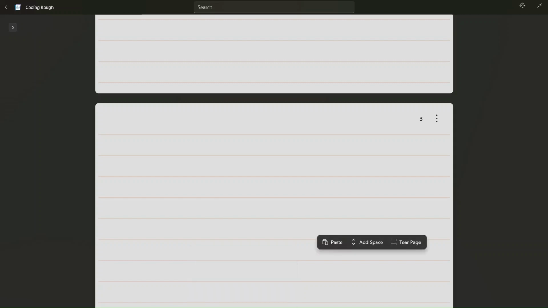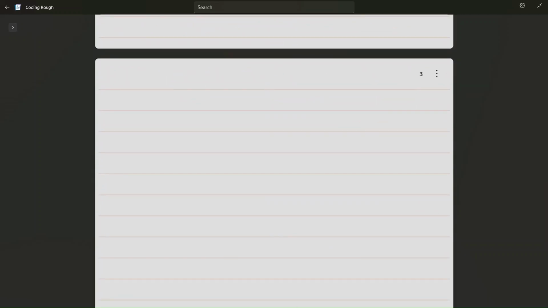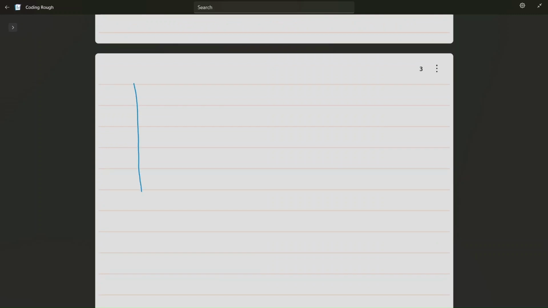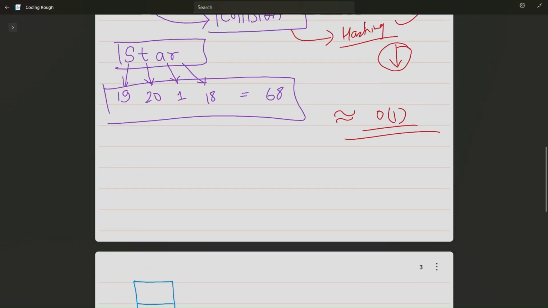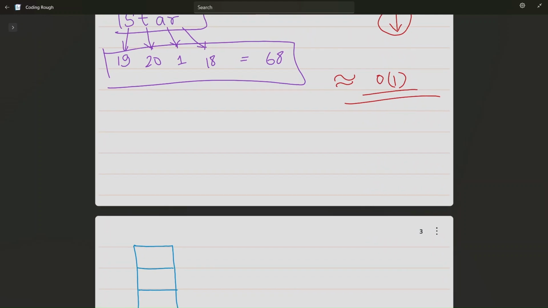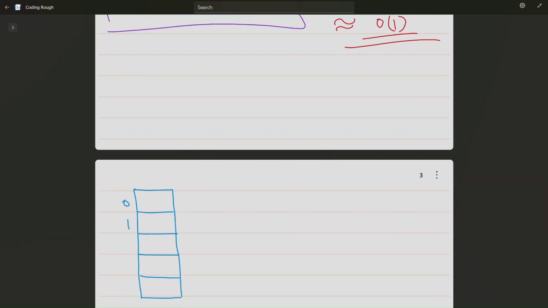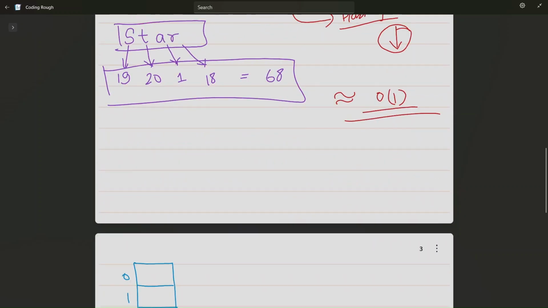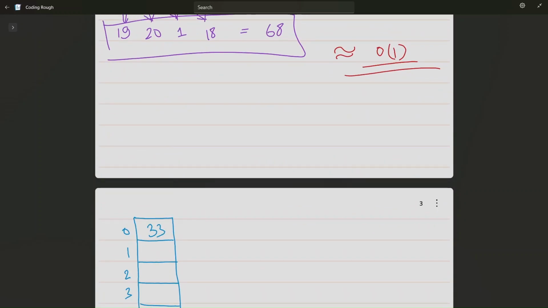So let's redraw our array. Now we are going to draw the array in reverse order. Let us suppose indices 0, 1, 2, 3, 4. At index 0 we have two values, 33 and 133, and at another index one value will be stored, 7.